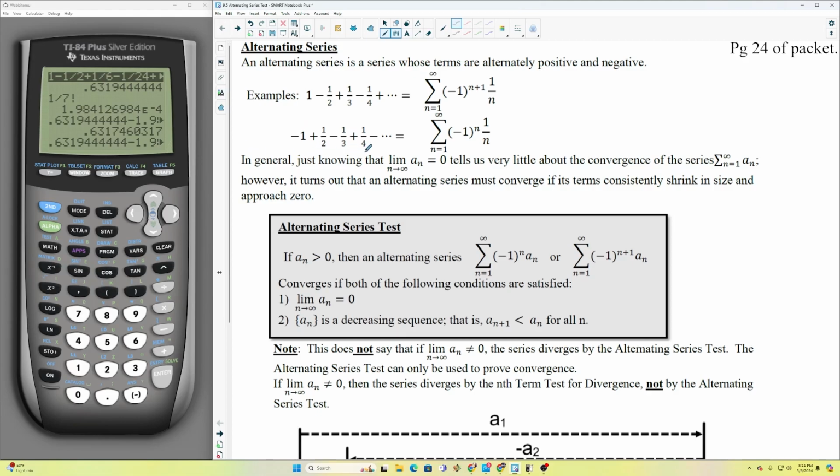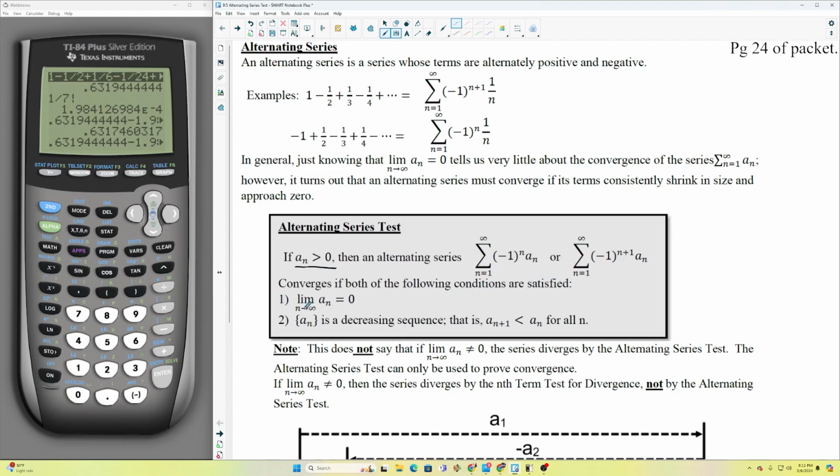In general, just knowing that the limit as n approaches infinity of a sub n equals 0 tells us very little about the convergence of the series. However, it turns out that an alternating series must converge if its terms consistently shrink in size and approach 0. So if we have a sequence of positive values, you can't ruin the fact that this is alternating, then an alternating series converges if both of the following conditions are satisfied.